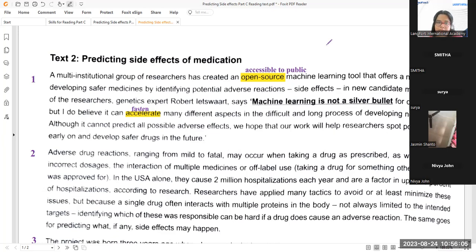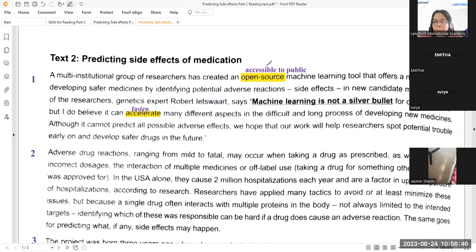Okay, let me explain that. This whole extract is all about predicting side effects of medications. How can we predict the side effect of a medication? Or can we do that? Is there any method to do that? That's exactly what we're going to have a look at today in the text. The first sentence says that a multi-institutional group of researchers, that means researchers from different institutions, has come up with an open source machine learning tool. Open source means it's accessible to the public.